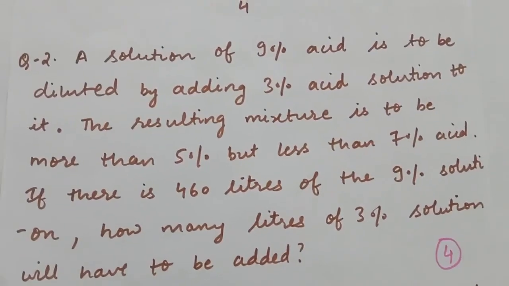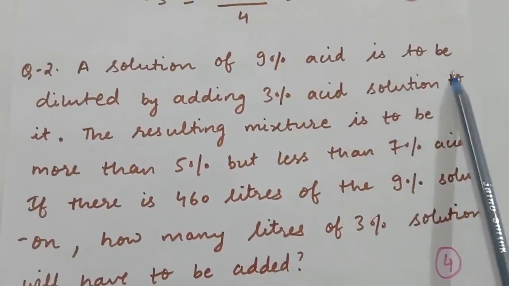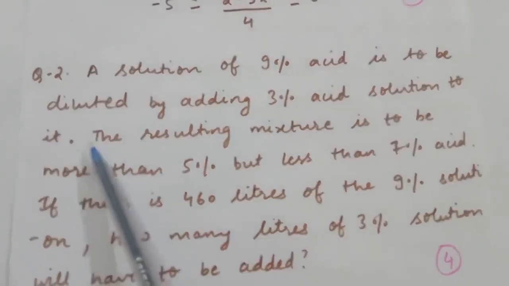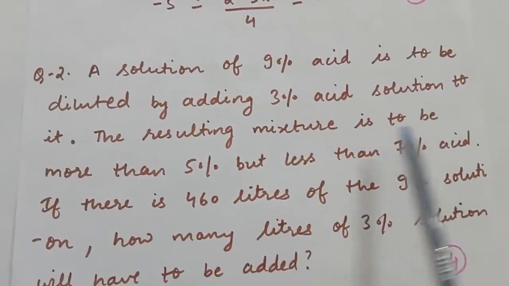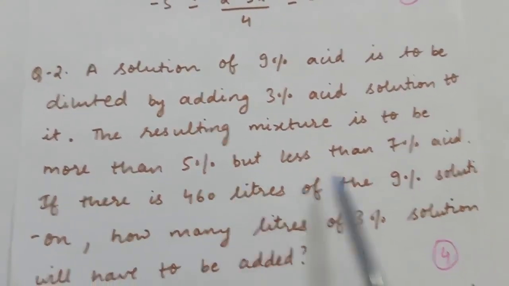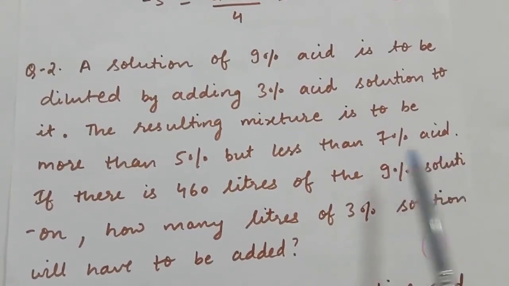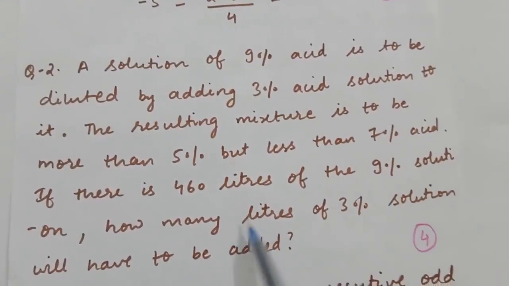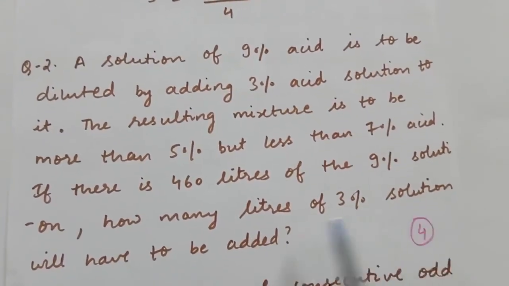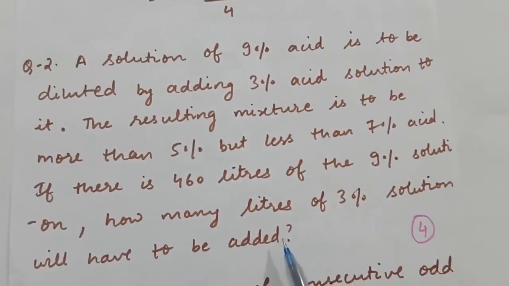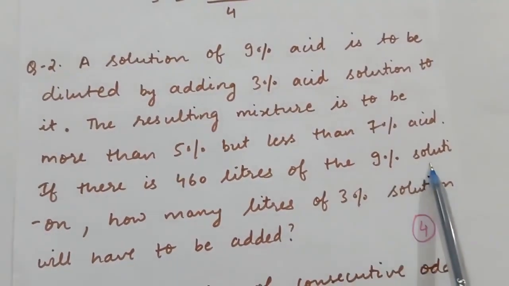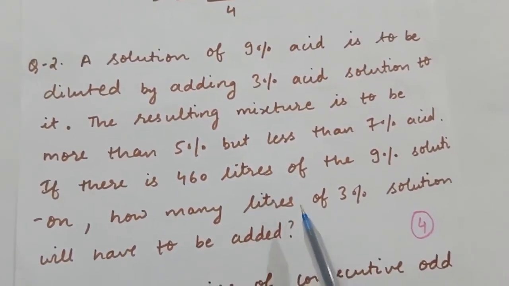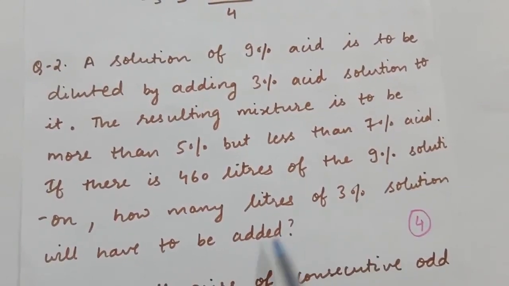Number second: a solution of 9% acid is to be diluted by adding 3% acid solution to it. The resulting mixture is to be more than 5% but less than 7% acid. If there is 460 liters of the 9% solution, how many liters of 3% solution will have to be added? So the 9% solution is 460 liters. We have to find how many liters of 3% solution to be added.